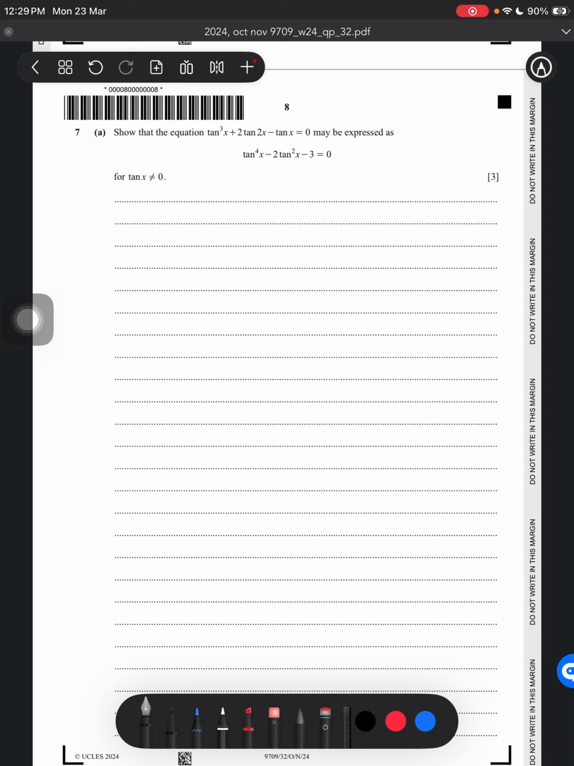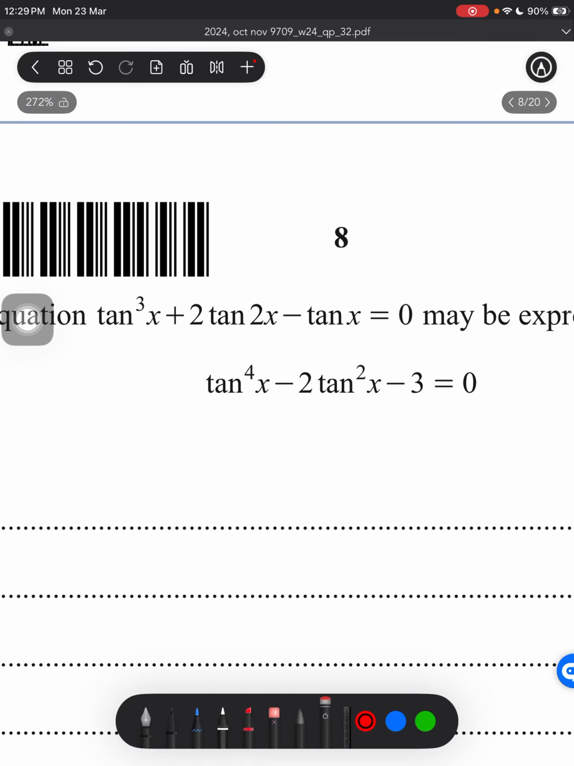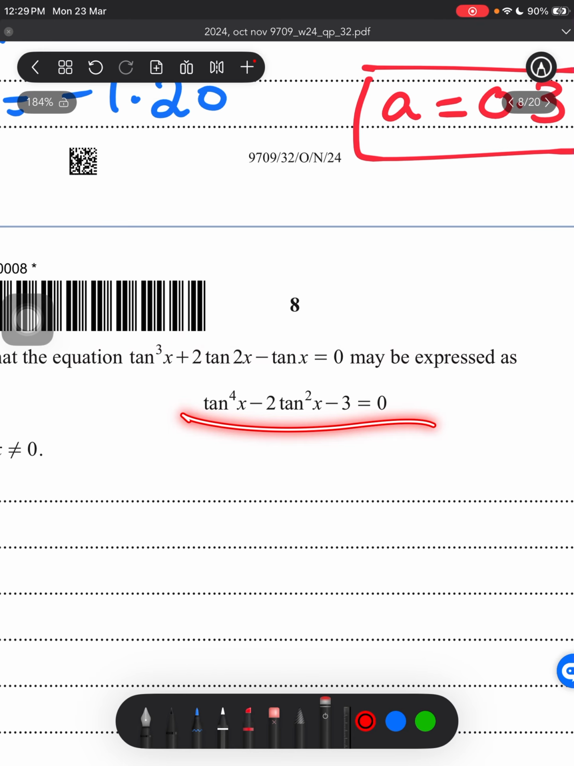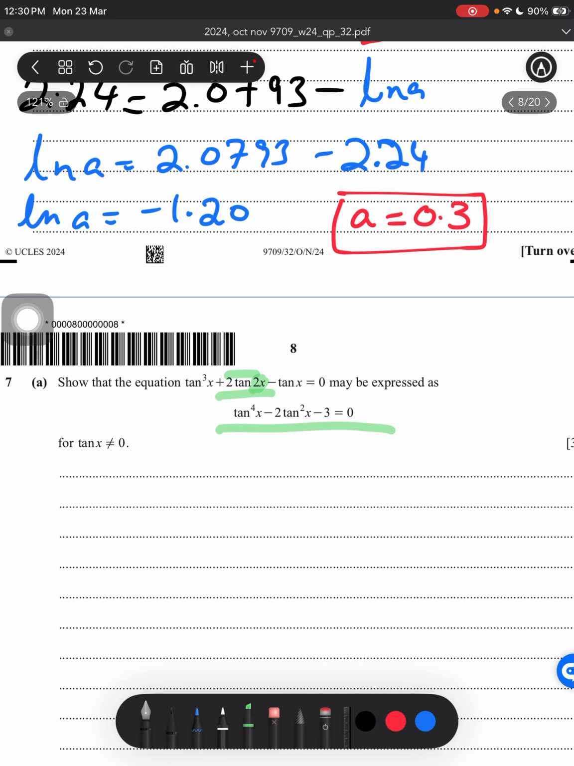Hello and greetings. This is question number 7 of October November 2025. The examiner has asked us to show that the equation tan cube x plus 2 tan 2x minus tan x equals 0 may be expressed as this. In this equation, we observe that this 2x is not in the other terms, so we can remove it by plugging in the identity.